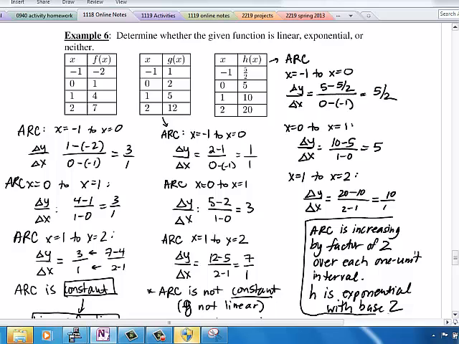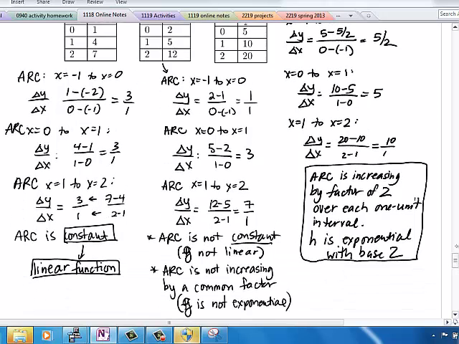So if you see over each 1 unit interval the average rate of change increasing by a constant factor, then we know that's an exponential function, and that constant factor is the base of the exponential function. And back when we had a constant average rate of change, we said it was a linear function, and that rate of change would be the slope. So we have slope 3 for that first function.